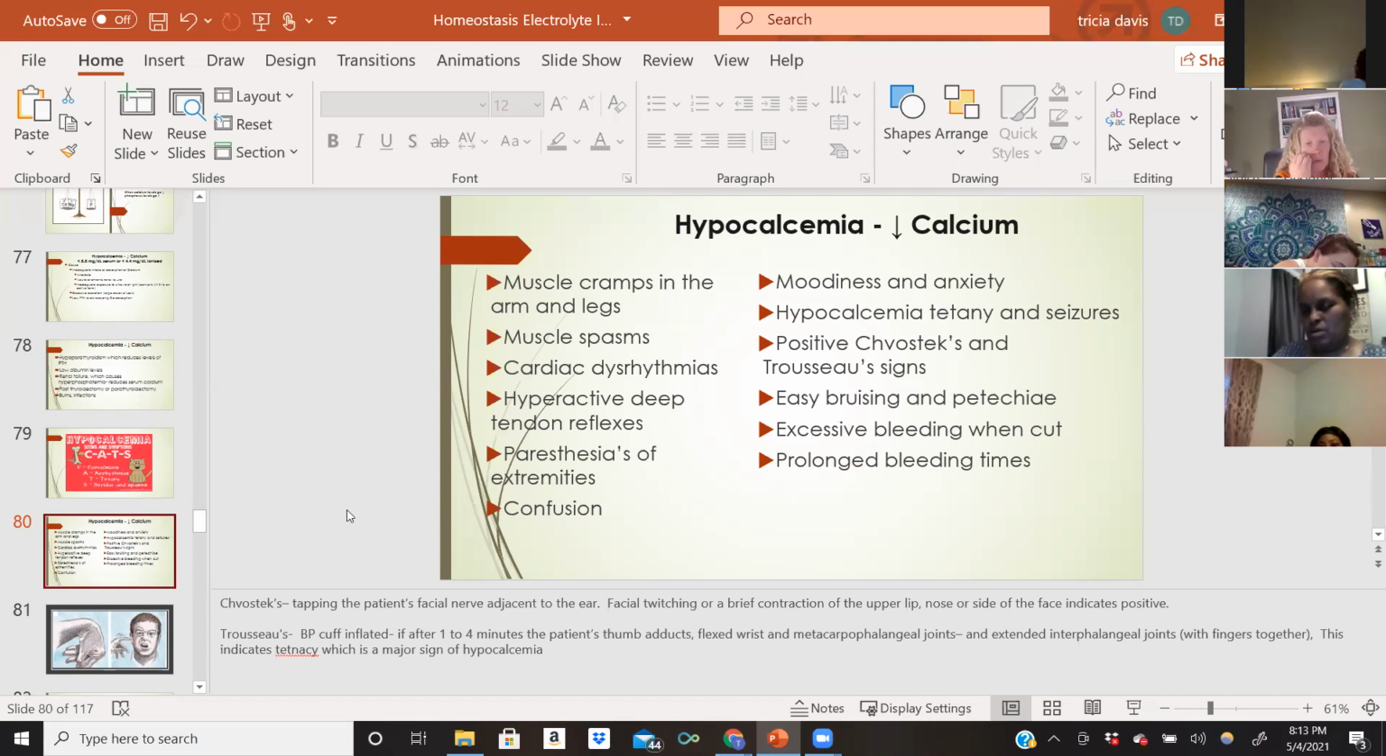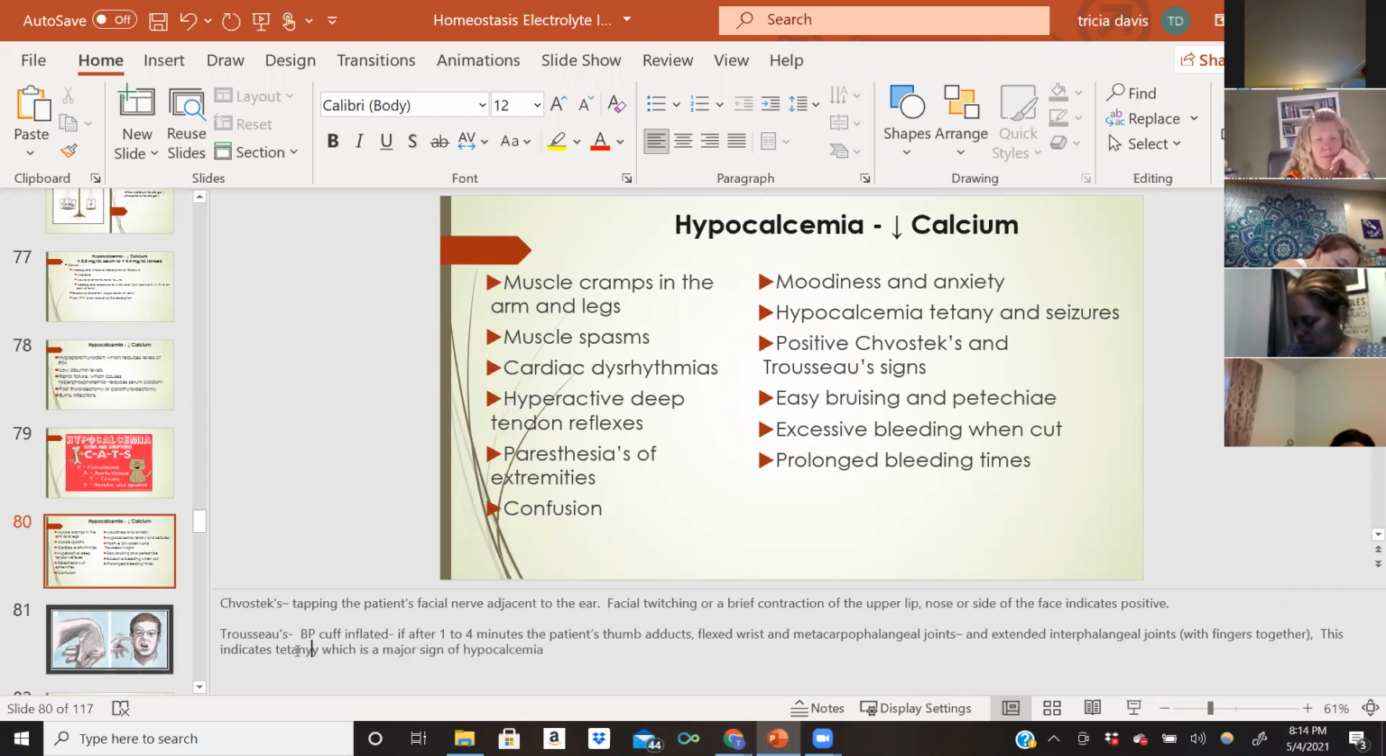The Trousseau's is when you put a blood pressure cuff on them and you inflate it. After 1 to 4 minutes, you're going to see the patient's thumb adduct, their wrist will flex, and their metacarpophalangeal joints will flex, and then their interphalangeal joints with their fingers together will extend. This is going to be a positive sign of tetany, which is a major sign of hypocalcemia. So it's in your book.